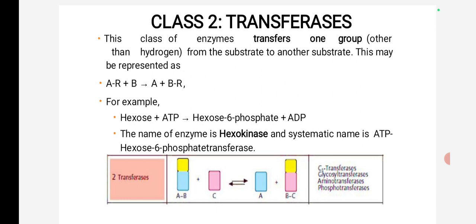This is the diagrammatic representation of a transferase reaction. AB reacts with C, which gives A alone plus BC. Here the B part of AB is transferred to C. Some more examples of transferase enzymes: glycosyltransferases, aminotransferases, phosphotransferases. The corresponding groups are transferred.